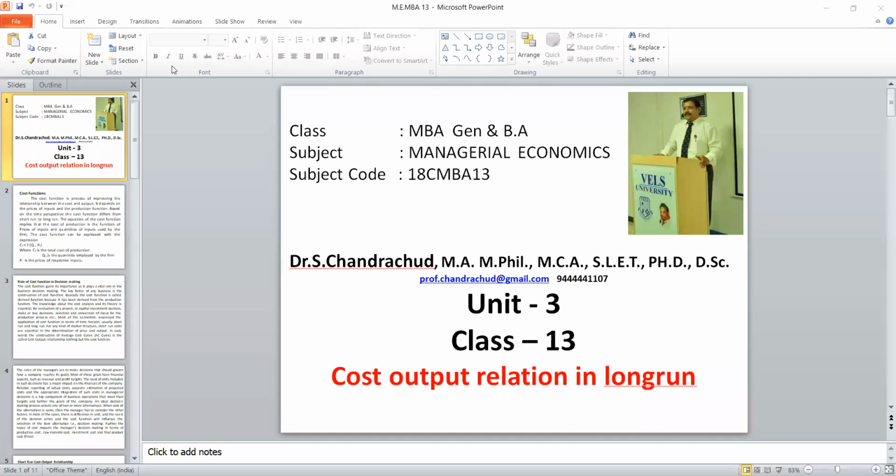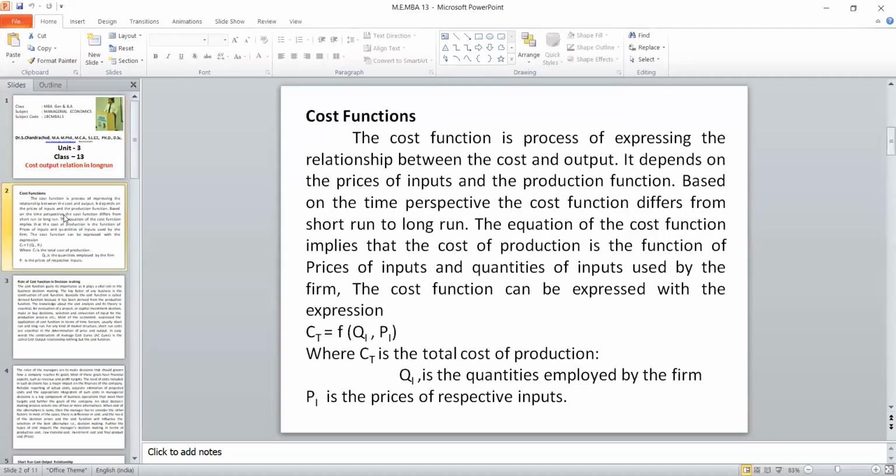Last class we studied the cost output relation. What is cost output relationship? Nothing but the construction of average cost. Why? The average cost formula is total cost divided by output. So in the numerator cost is there, in the denominator output is there. So when we have that value, that particular average cost curve will express the cost output relationship.